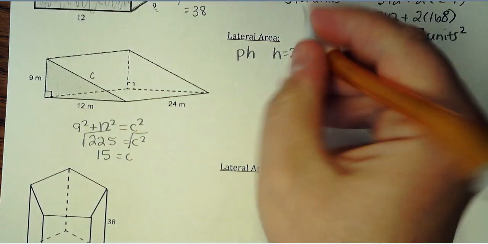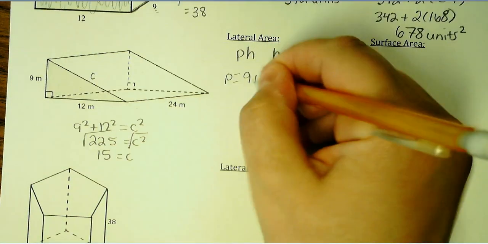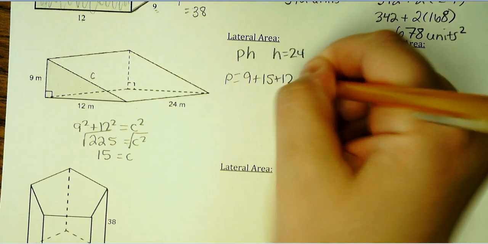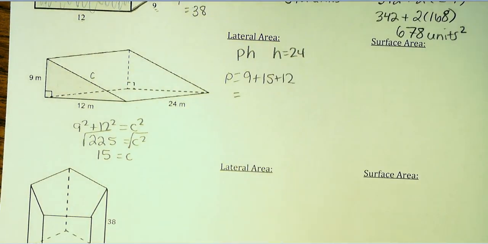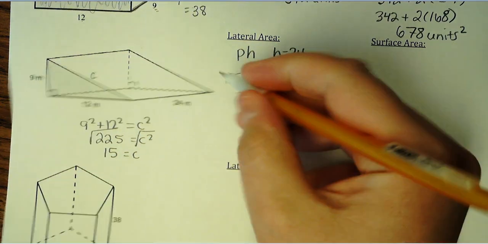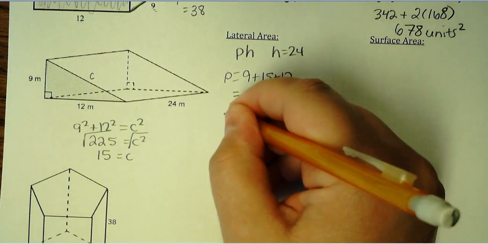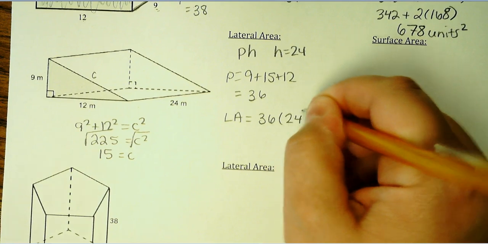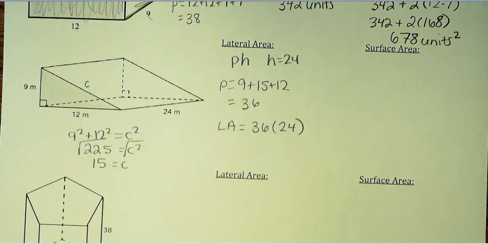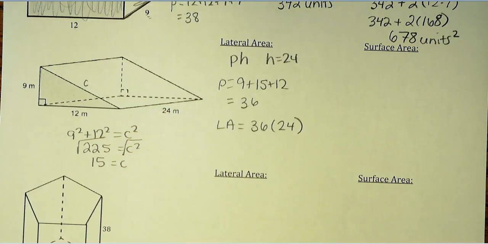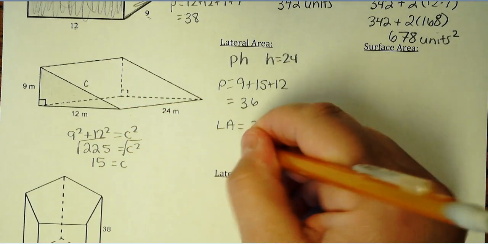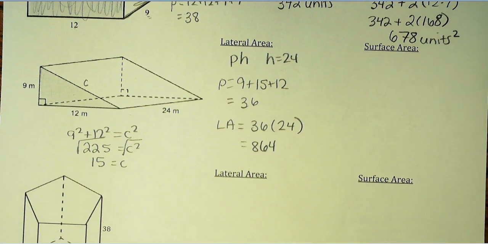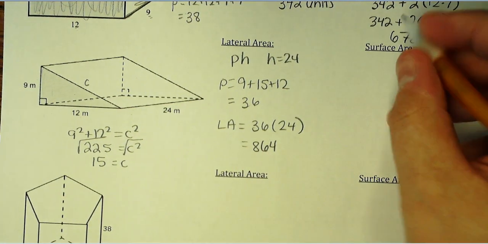So for my perimeter, 9 plus 15 plus 12, totally doesn't matter the order, you'll get the same answer either way. And this is going to be 36. So my lateral area here, perimeter is 36. The height is 24. That gives me the area of all 3 rectangles that wrap around this in one step. So this is 864.